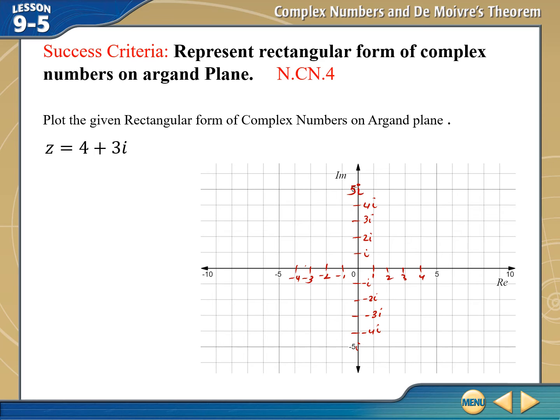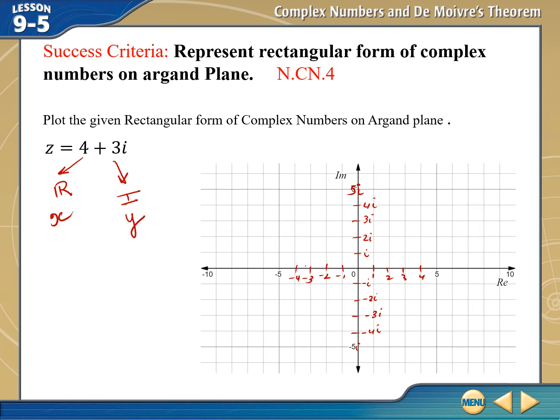Now let's draw the number. So this is very easy. We already know how to graph the numbers containing the x and the y axis. That we have learned in grade 7, I guess. So same way we will sketch, or we will indicate our complex number here. So here 4, so 4 is the real part. 3i, because it is i, so this is the imaginary part. So the real part you will see on the x-axis, and the imaginary part you will see on the y-axis.